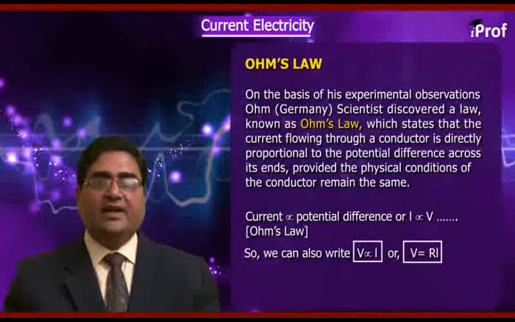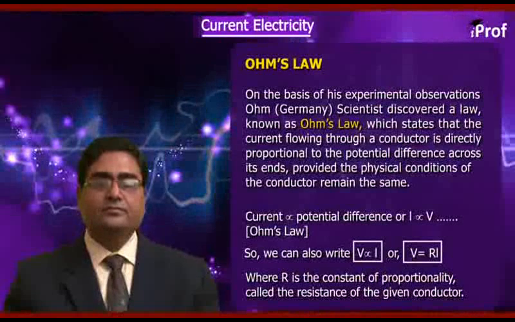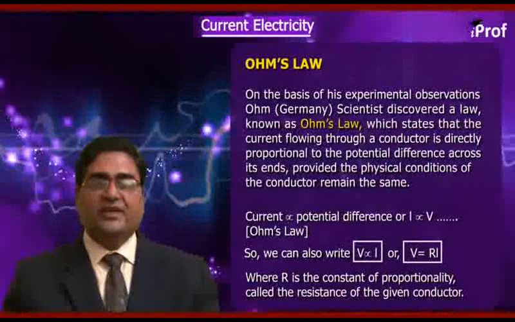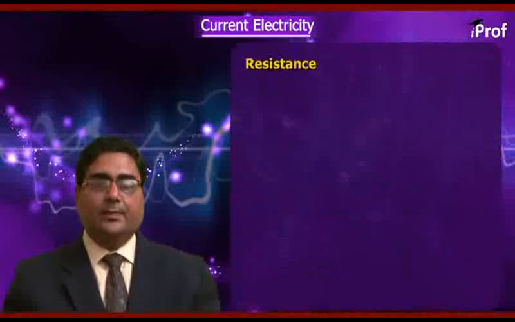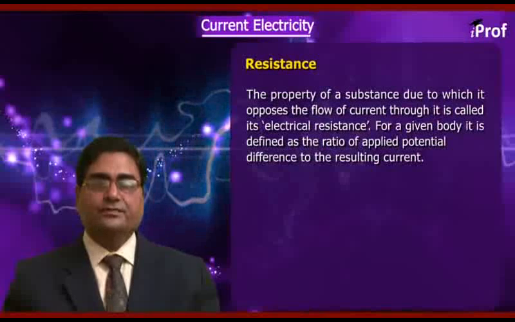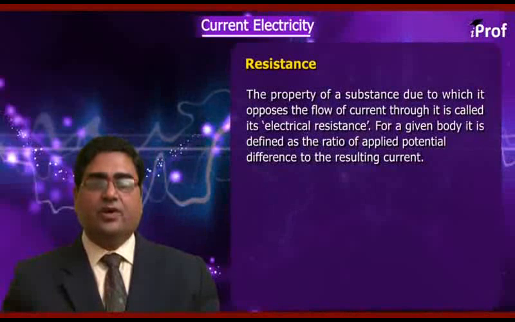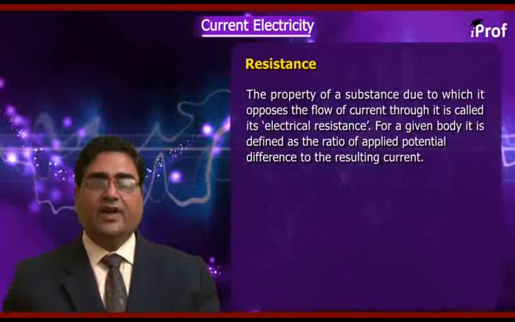So we can also write V ∝ I, or V = RI, where R is the constant of proportionality called the resistance of the given conductor. Now define resistance: the property of a substance or material due to which it opposes the flow of current through it is called its electrical resistance. For a given body, it is defined as the ratio of applied potential difference to the resulting current.